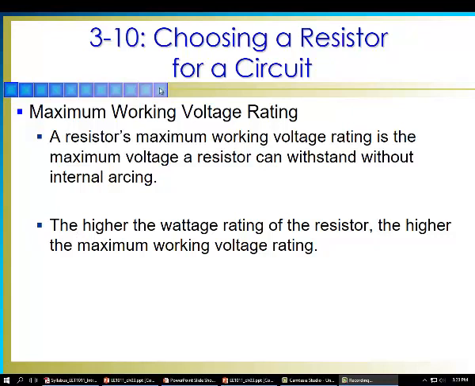Okay, the maximum working voltage rating. A resistor's maximum working voltage rating is the maximum voltage a resistor can withstand without internal arcing. Arcing will be damaging the resistor. The higher the wattage rating of the resistor, the higher the maximum working voltage rating. It's just self-explanatory there.